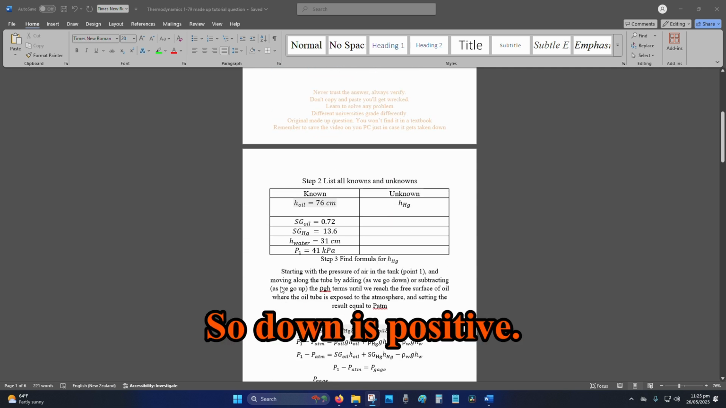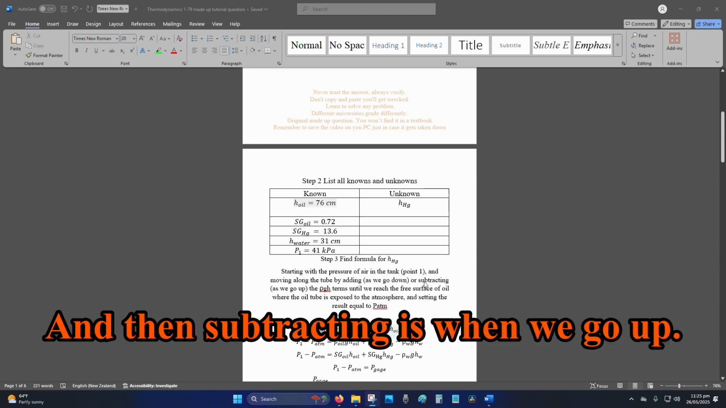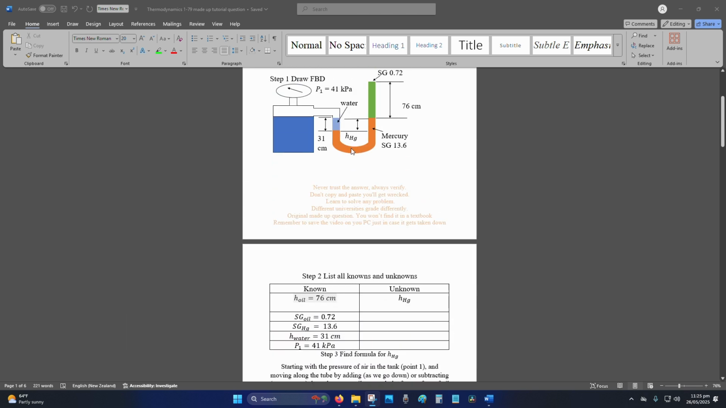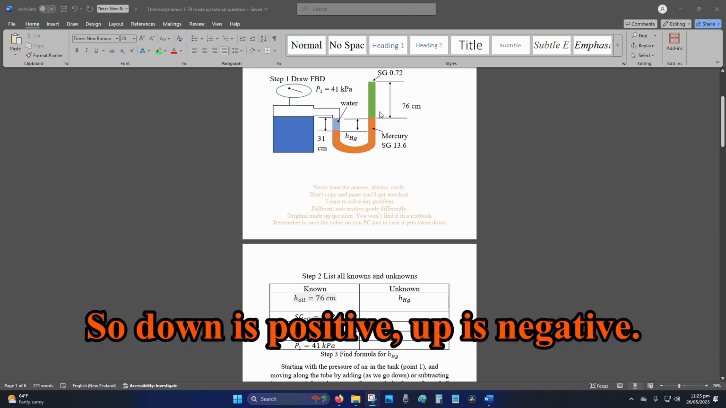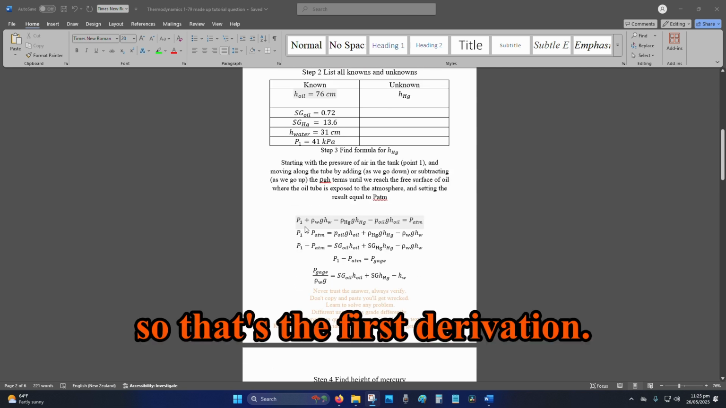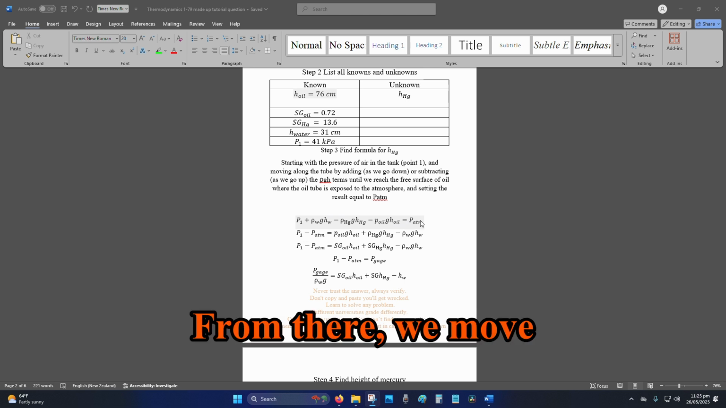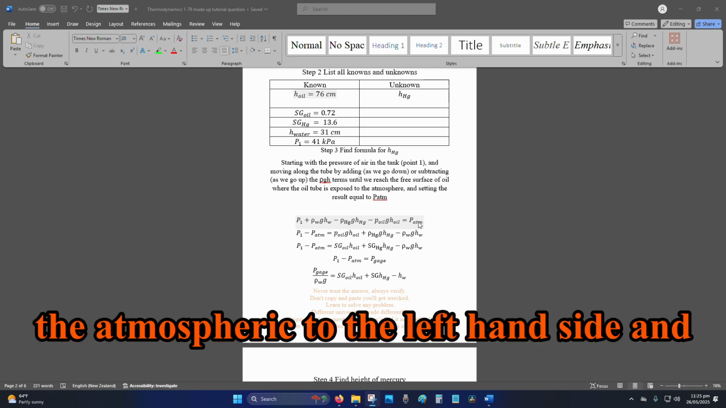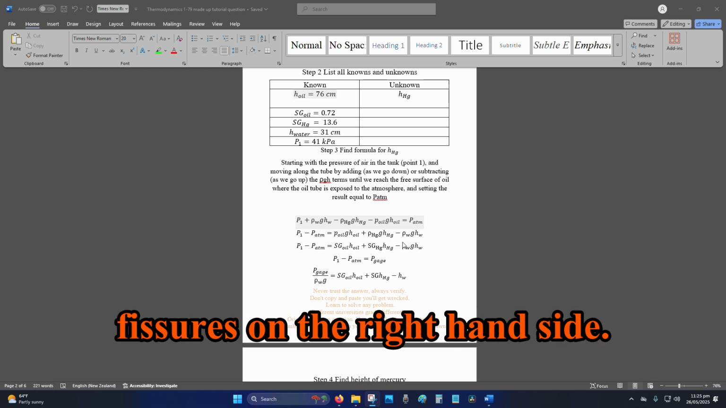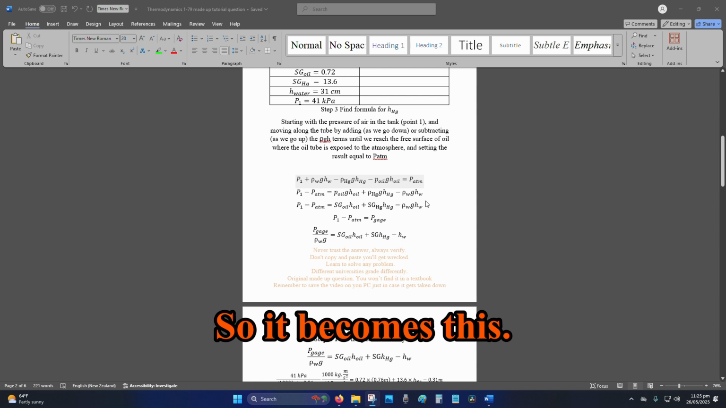So down is positive, and then subtracting is when we go up. So it's the opposite: down is positive, up is negative. Alright, so that's the first derivation. From there we move the atmospheric pressure to the left hand side, and we move all the gauge pressures to the right hand side. So it becomes this.